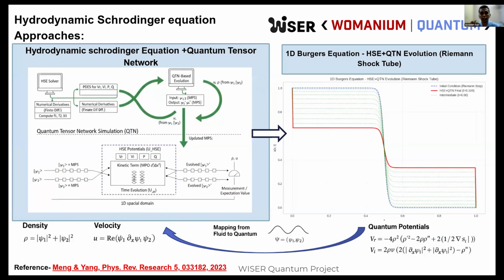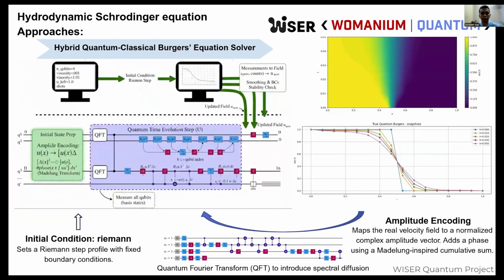We also looked into the hybrid quantum classical Burgers equation solver, which maps the problem into a hydrodynamic Schrodinger equation, which is easily simulated by a quantum computer. It implements QFT, which introduces spectral diffusion. So we can move on to the next slide.